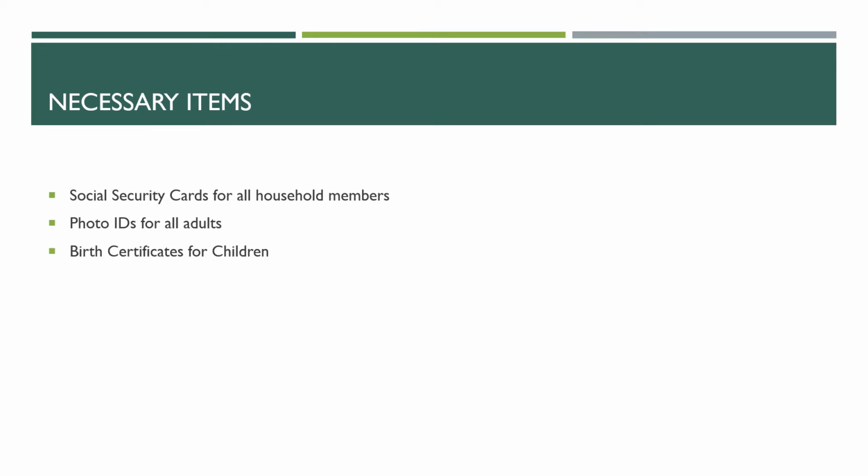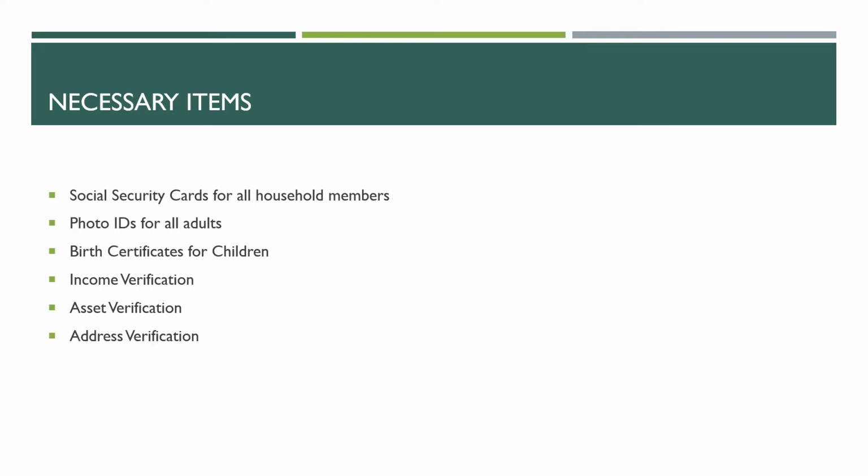In order for an application to be considered complete, there are a few items that must be included. First, all members of the household must turn in a copy of their Social Security card. Adults will also need a copy of a valid government-issued photo ID. Minors will need a copy of their birth certificate submitted. Verification for any income or assets should be submitted as well.